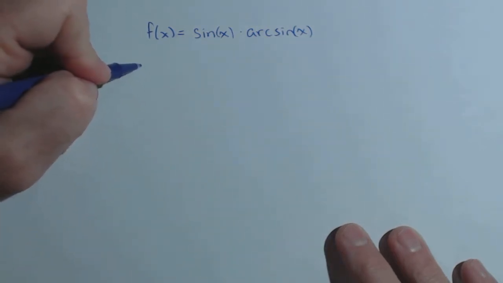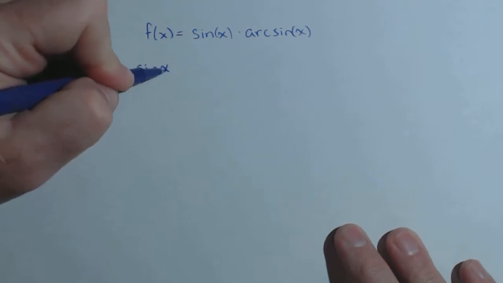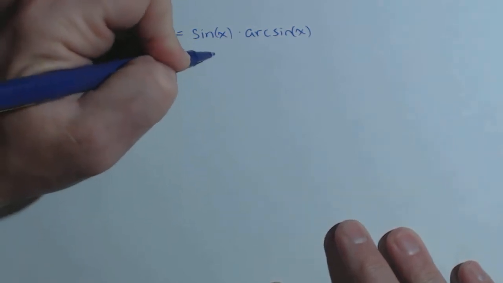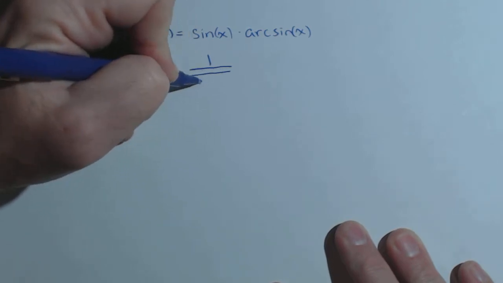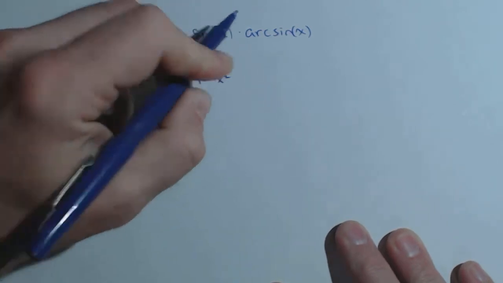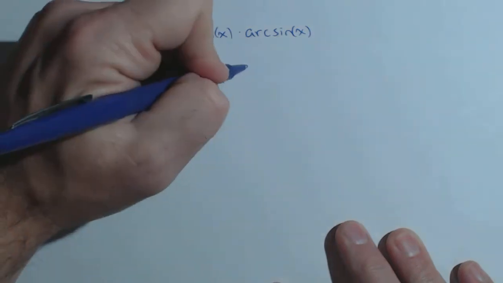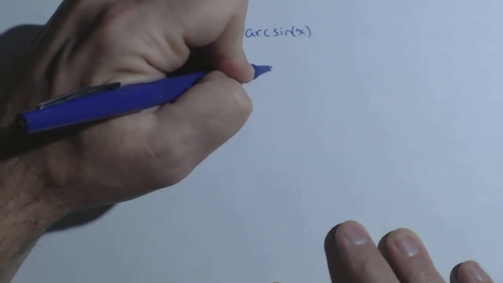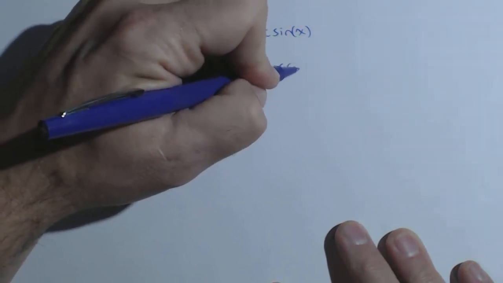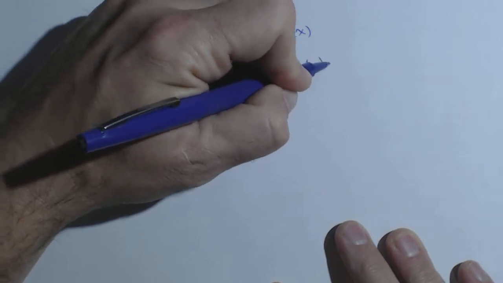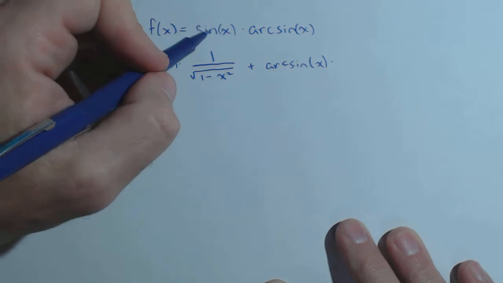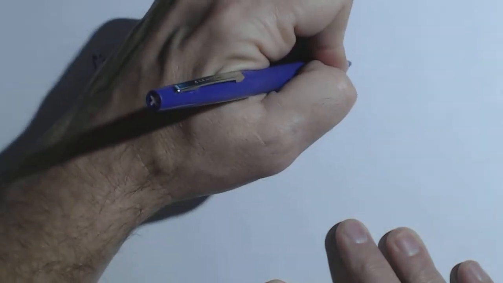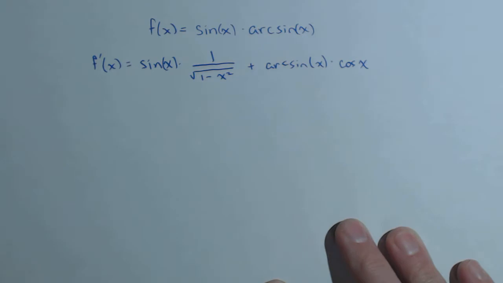So first off, let's hold the sine of x constant times the derivative of arcsine, which is 1 over the square root of 1 minus x squared. Doesn't need a chain rule in this one. Plus, now we're going to hold the arcsine constant times the derivative of sine of x, which is cosine of x.